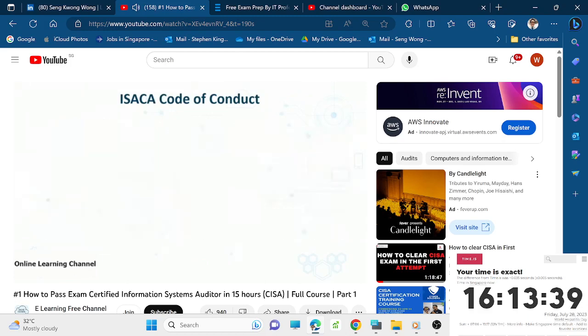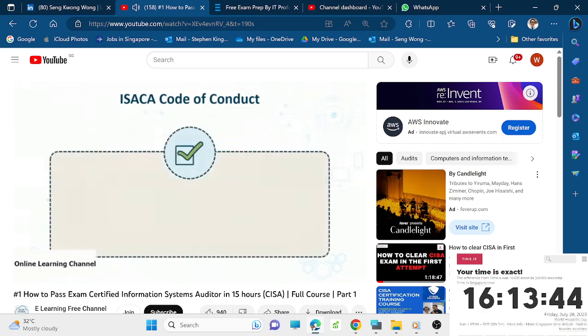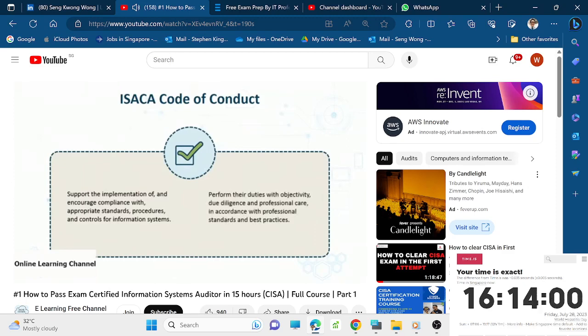The ISACA Code of Conduct includes 7 items, the first of which is to support the implementation of and encourage compliance with appropriate standards, procedures, and controls for information systems. This comes straight from the ISACA site. The next item in the ISACA Code of Conduct is to perform duties with respect to CISA auditors with objectivity, due diligence, and professional care in accordance with professional standards and best practices.